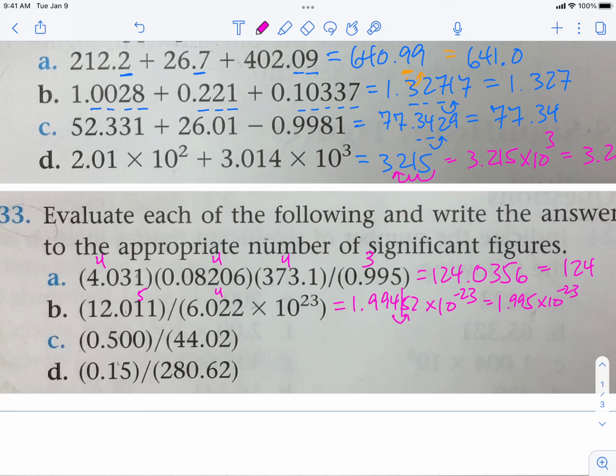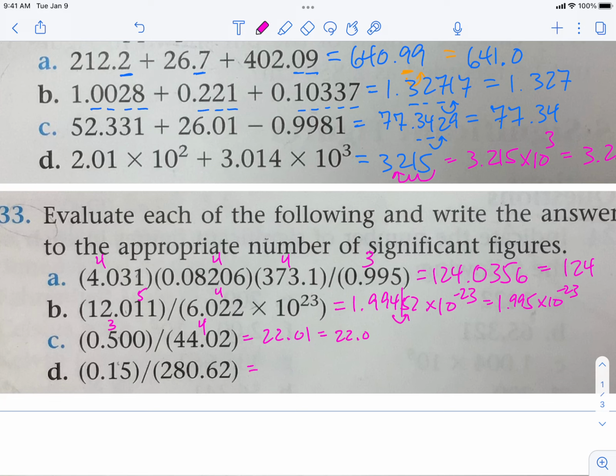All right. For letter C, we've got 0.500 times 44.02, and we get 22.01. Three significant figures from this value, 4 from this one. So to go to three significant figures, 22.0 should be our answer. All right.